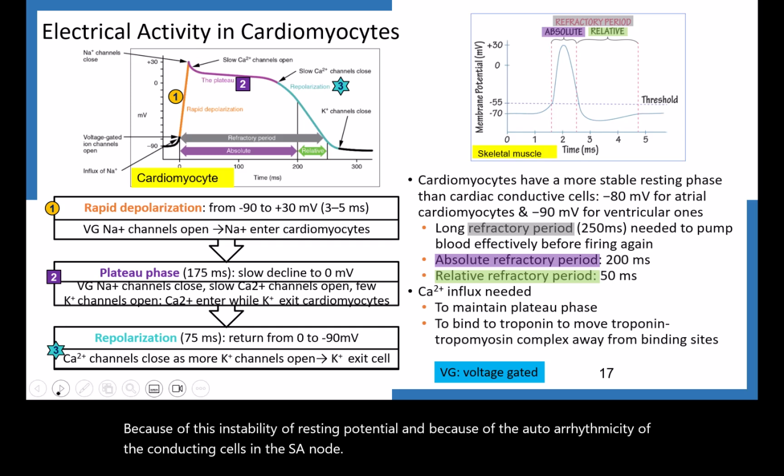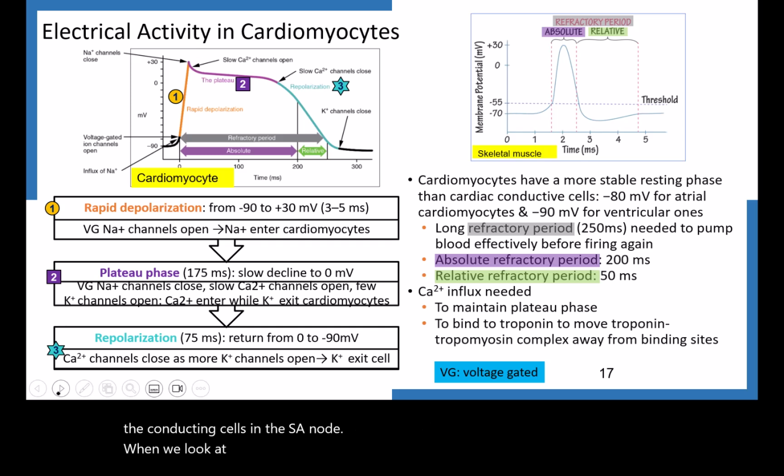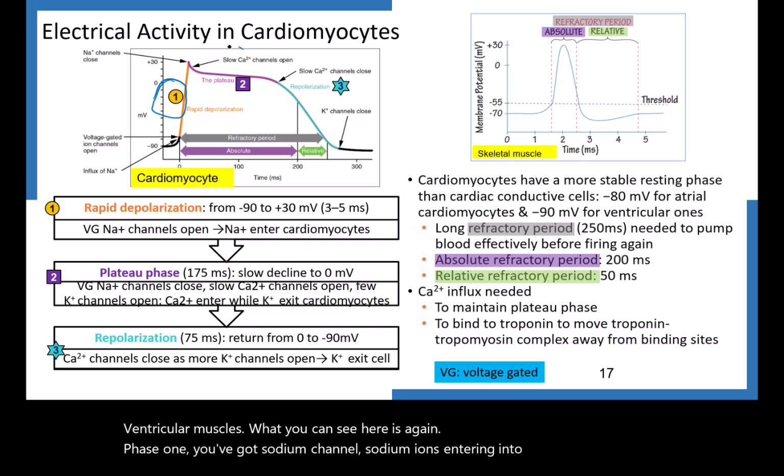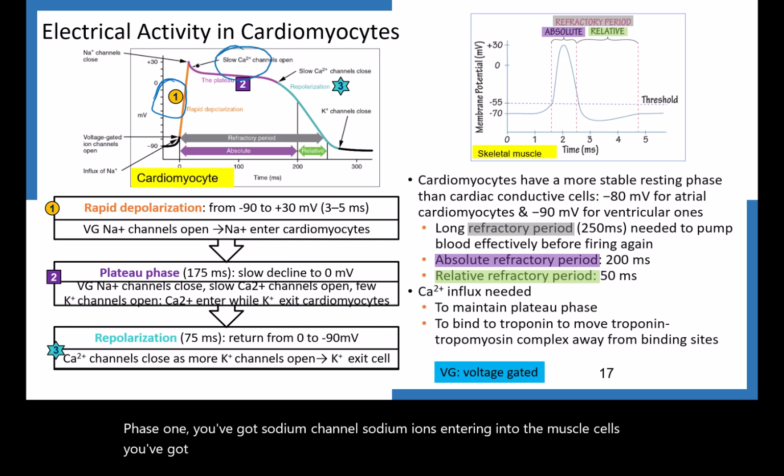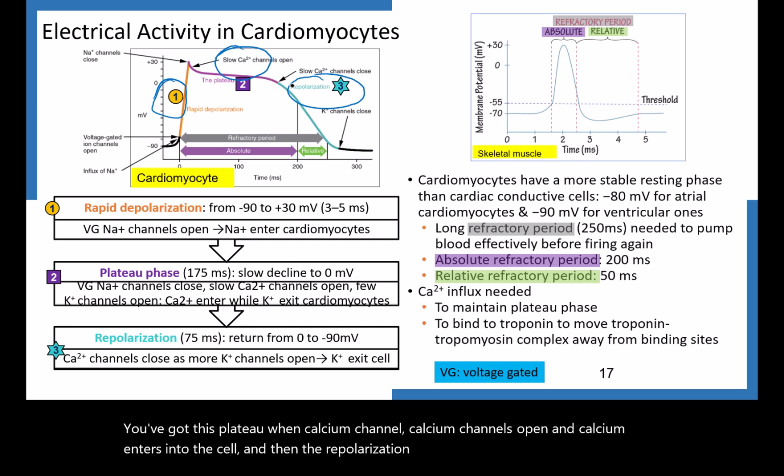When we look at the electrical activity in ventricular muscles, what you can see here is, again, phase one, you've got sodium ions entering into the muscle cells. You've got this plateau when calcium channels open and calcium enters into the cell, and then the repolarization occurs when potassium channels open and potassium leaves the cell.